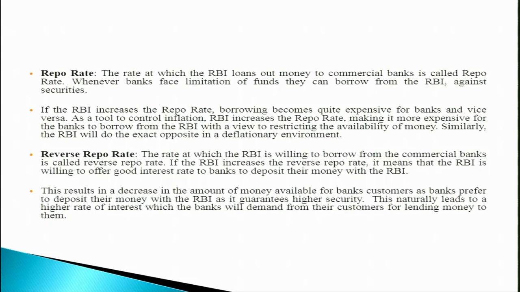As a tool to control inflation, RBI increases the repo rate, making it more expensive for the banks to borrow from the RBI, with a view to restricting the availability of money. Similarly, the RBI will do the exact opposite in a deflationary environment. Suppose the inflation rate is increasing too high, then how to control it? By making borrowing more expensive. So people borrow less, and then automatically the inflation rate will come down.